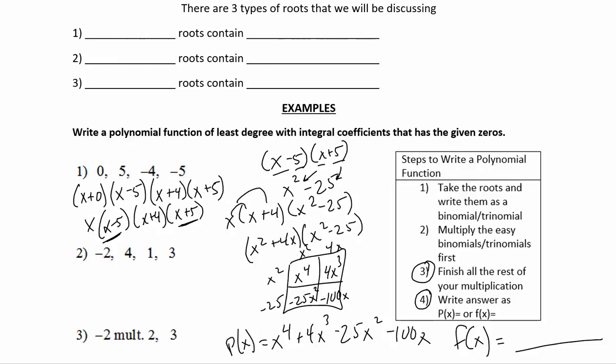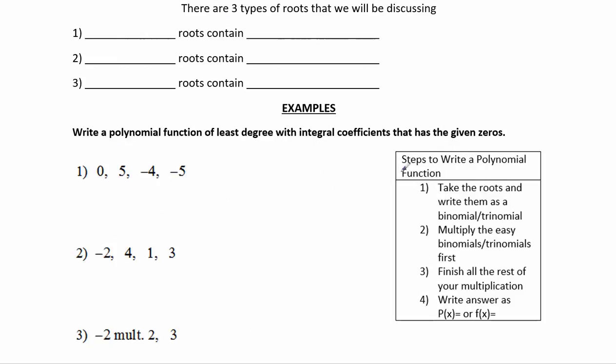Let's go to number 2 there. So number 2, again, I want to take the roots and write them as a binomial. So we get x plus 2, we get x minus 4, x minus 1, and x minus 3. Second step says multiply the easy ones first. There's really no easy ones here. None of these are kind of similar. This is a positive, a negative 4, a negative 1, negative 3. None of them go together.